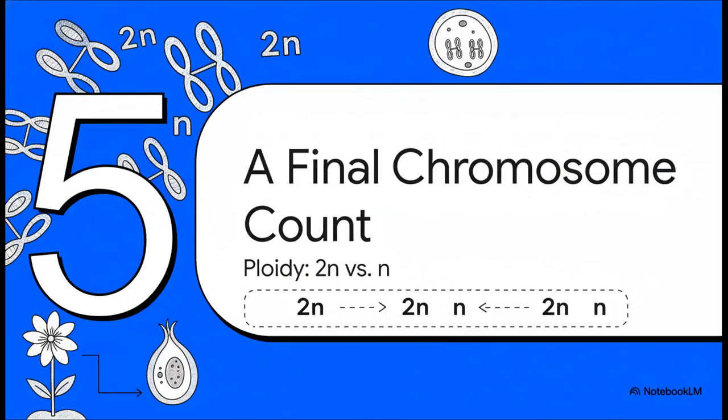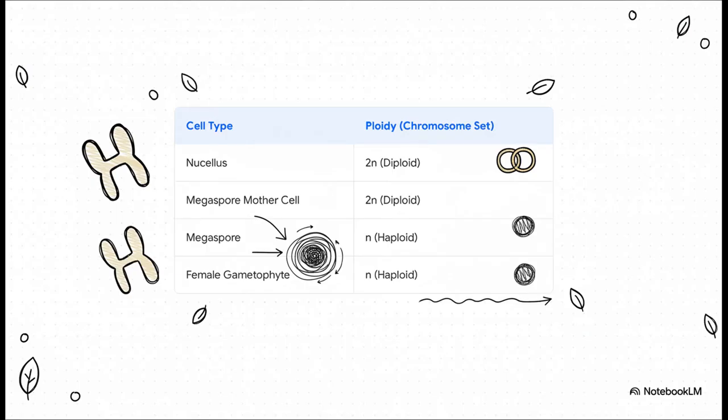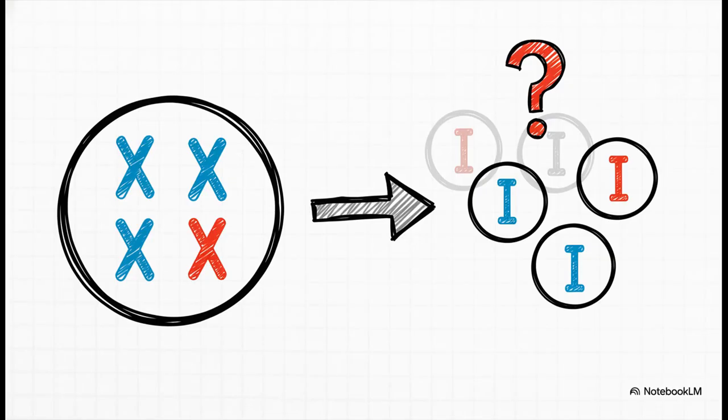That whole chromosome cutting business is so important. Let's just do a quick final count to make sure the genetics of this whole thing are crystal clear. So check this out. The cells we started with, the nucellus, were diploid, or 2N. They had 2 full sets of chromosomes. The megaspore mother cell was also diploid. But then, bam! After meiosis, the megaspores that are created are haploid, or N, with just 1 set. And the future female gametophyte that grows from one of them will also be haploid. This is the entire point of the process. So we've followed this amazing journey from 1 diploid cell all the way to 4 haploid cells. It's the perfect outcome of meiosis.